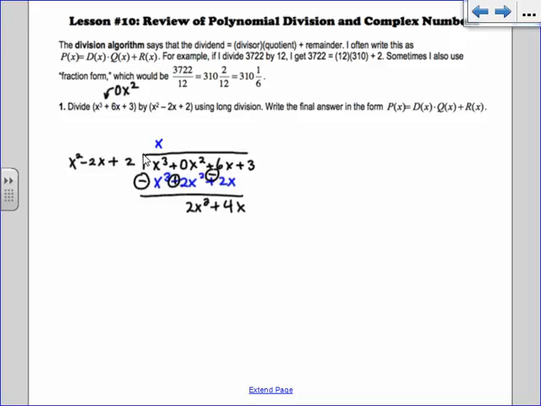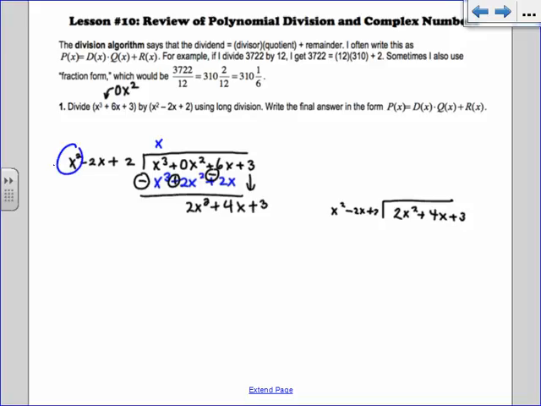Okay, so now I repeat the process. So it's like I'm starting over, and now my dividend is 2x squared plus 4x, and then my divisor is x squared minus 2x plus 2. But we don't write that. We don't write it off to the side as a new function. Okay, we always drop the plus 3, and then we start it over again.